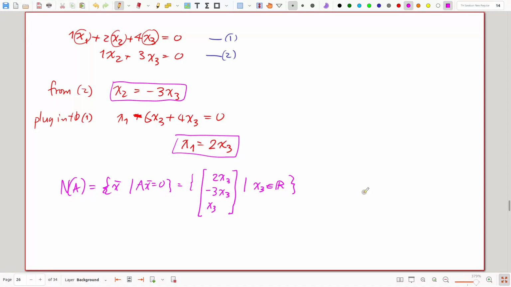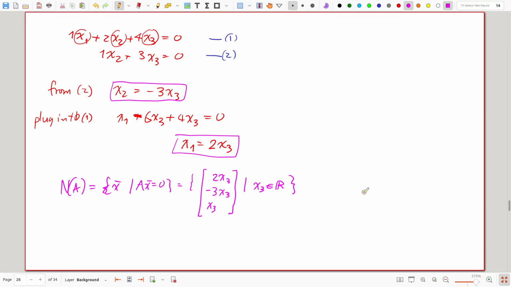So you think of this as a vector in 3 dimensions. Okay? If you increase x3, the first coordinate increases twice as fast as the last coordinate, right? So this is like the last coordinate. Maybe you think of it as the value in the z axis. So this moves twice as fast, this moves thrice as fast, but in the other direction. So what does this look like? It looks like a line. Okay, so it's a line in the 3-dimensional space.